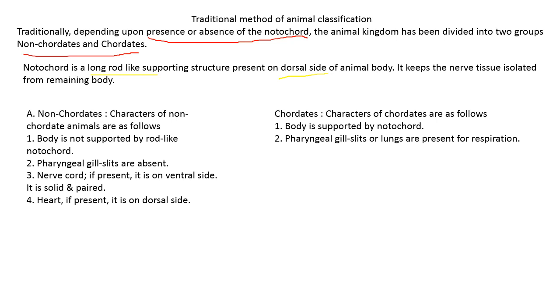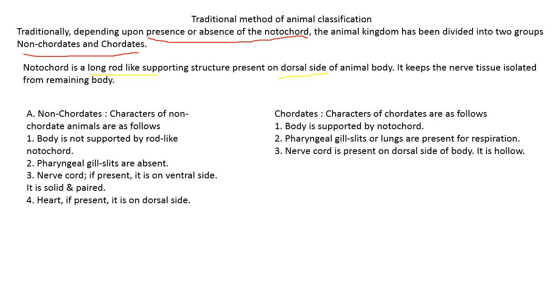Second, pharyngeal gill slits or lungs are present for respiration. So as I told you, in the case of non-chordates, there are no pharyngeal gill slits for respiration. But in the case of chordates, you can have either pharyngeal gill slits or lungs, either one. As we said, in a fish you can have slits, but if you consider human beings, they will have lungs for respiration.